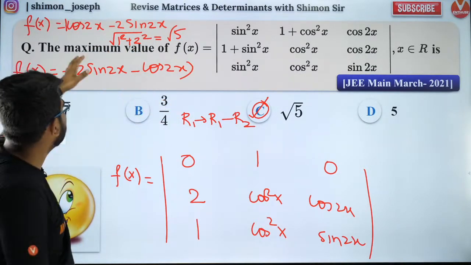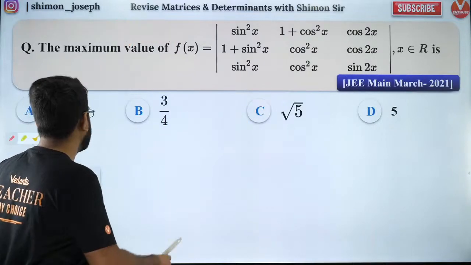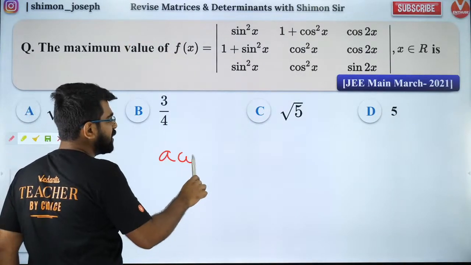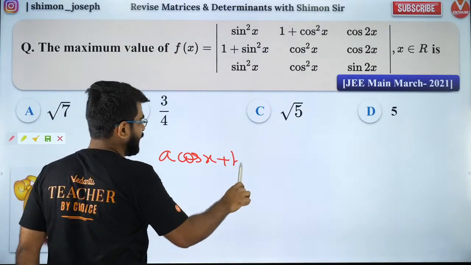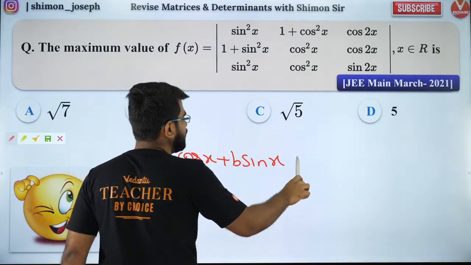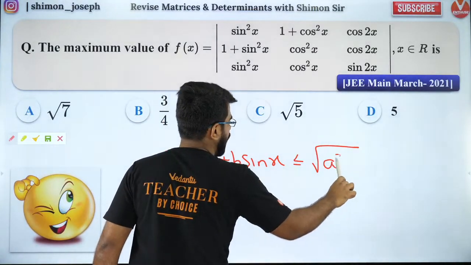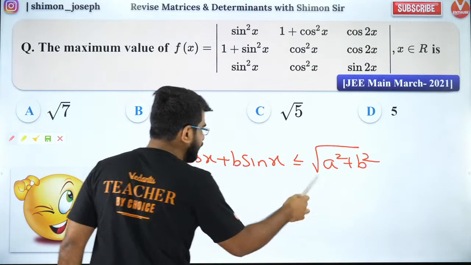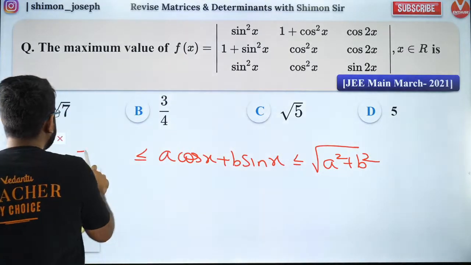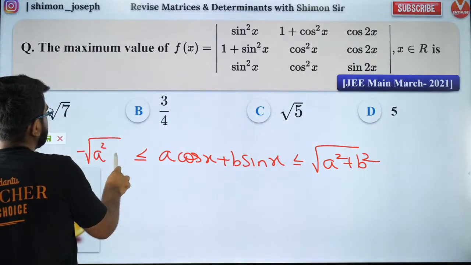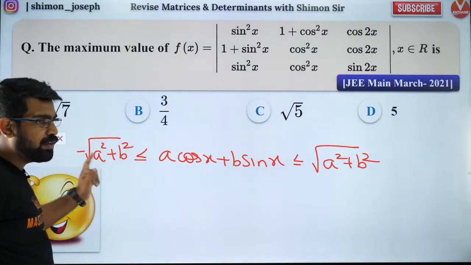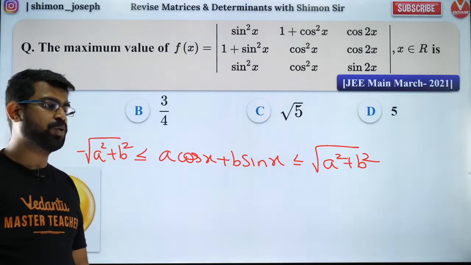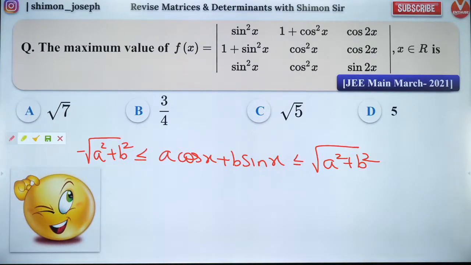No, it's very easy because I told you this. You remember when you have an expression like a cos x plus b sin x, the maximum value of this is root of a square plus b square. So all these tricks you will learn. All these tricks you should be taught. That will be taught to you in the crash course, like I said.